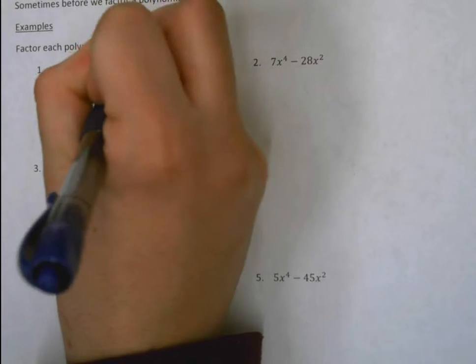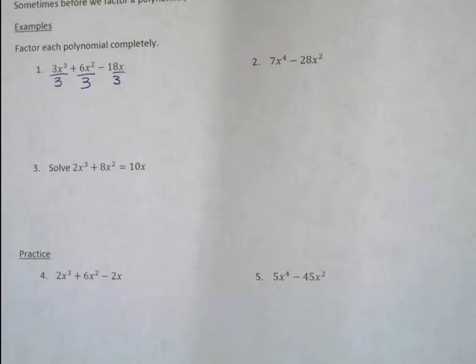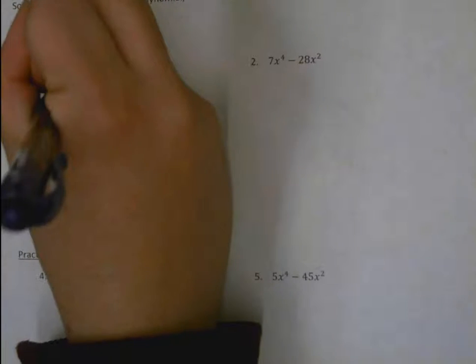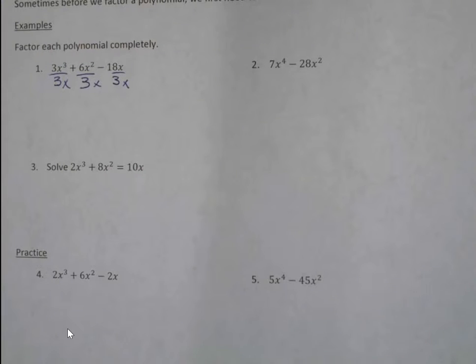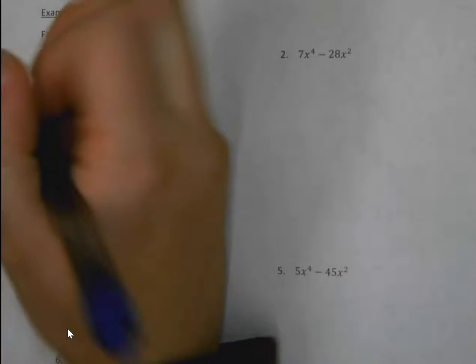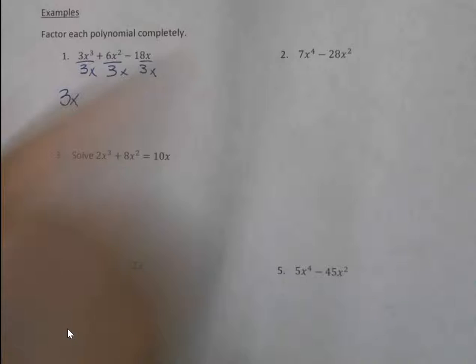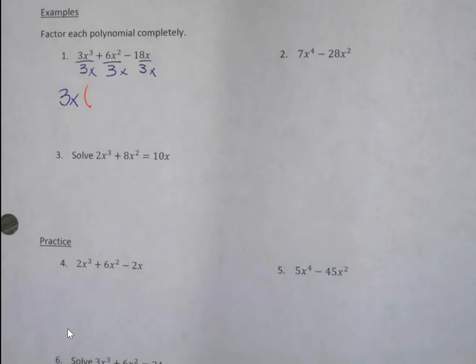And then if I look even more, they all have an x with them. So I'm going to divide them all by 3x. Okay. Then what I want to do is, because I'm dividing everything by 3x, I write 3x outside, and whatever I get from dividing, I write that inside a set of parentheses. So what's 3x cubed divided by 3x?